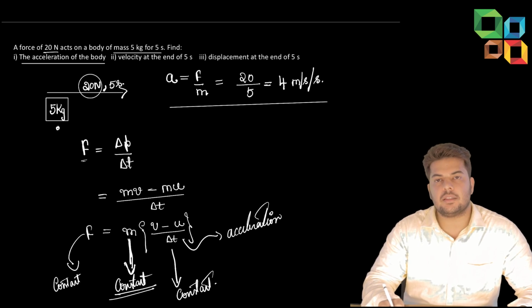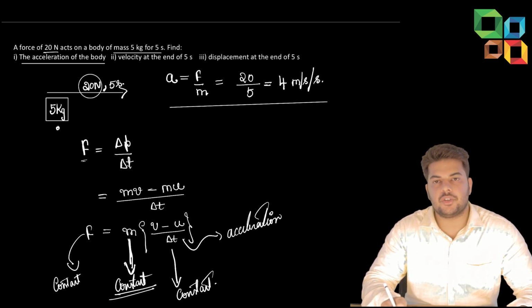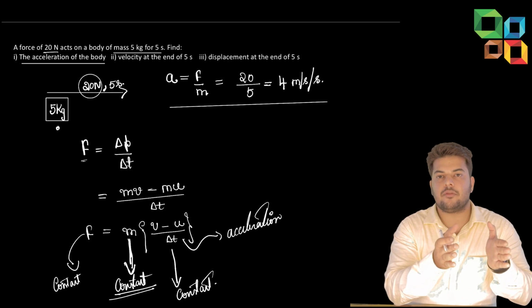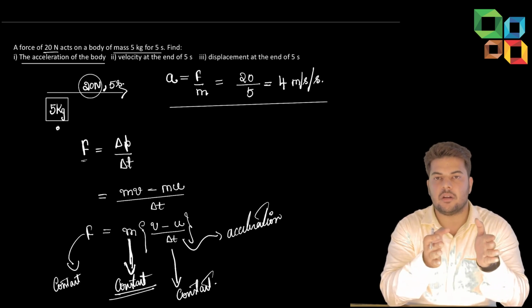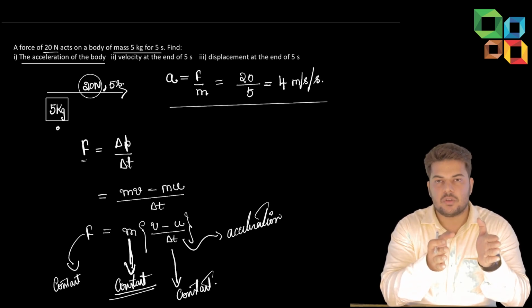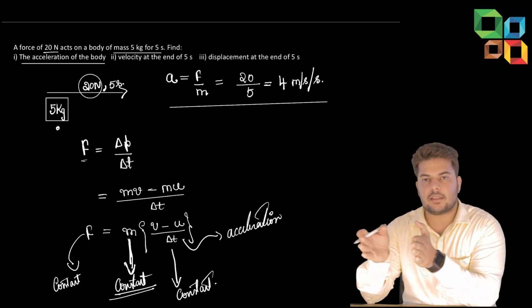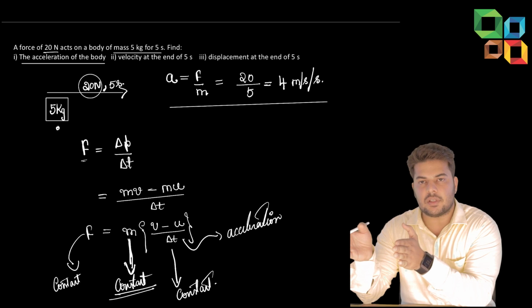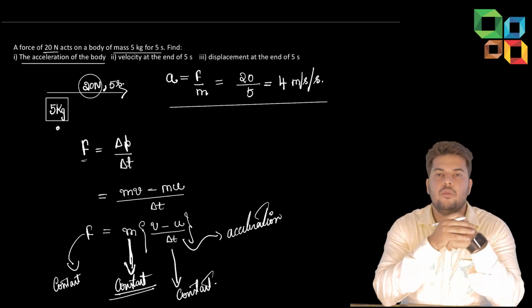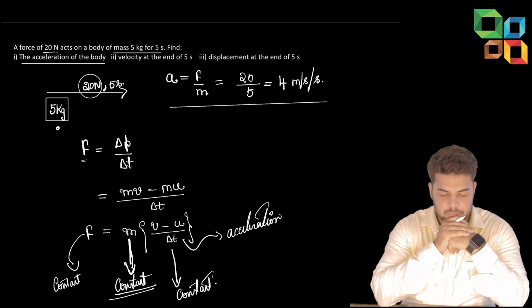That is the rate at which the velocity is changing every second. So in the first second, what would be the change in speed? The body starts from rest, so in the first second, the speed would change to 4 meter per second. In the next second, it would change again by 4 meter per second, and this would continue for 5 seconds. So we have found the acceleration.